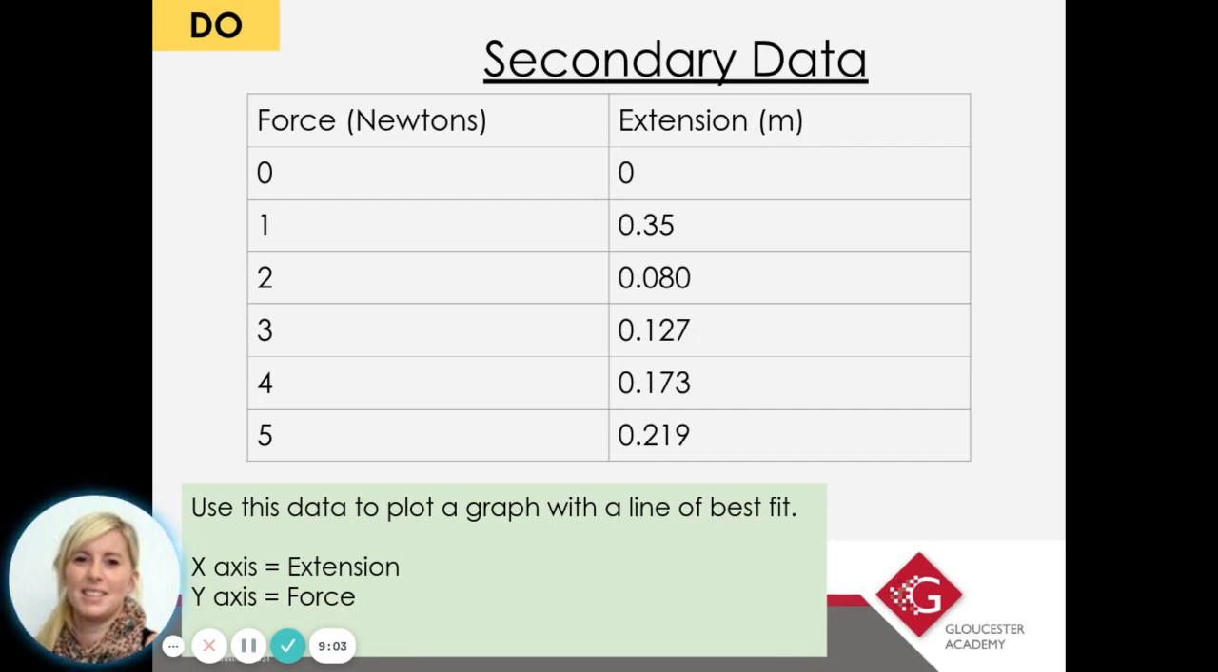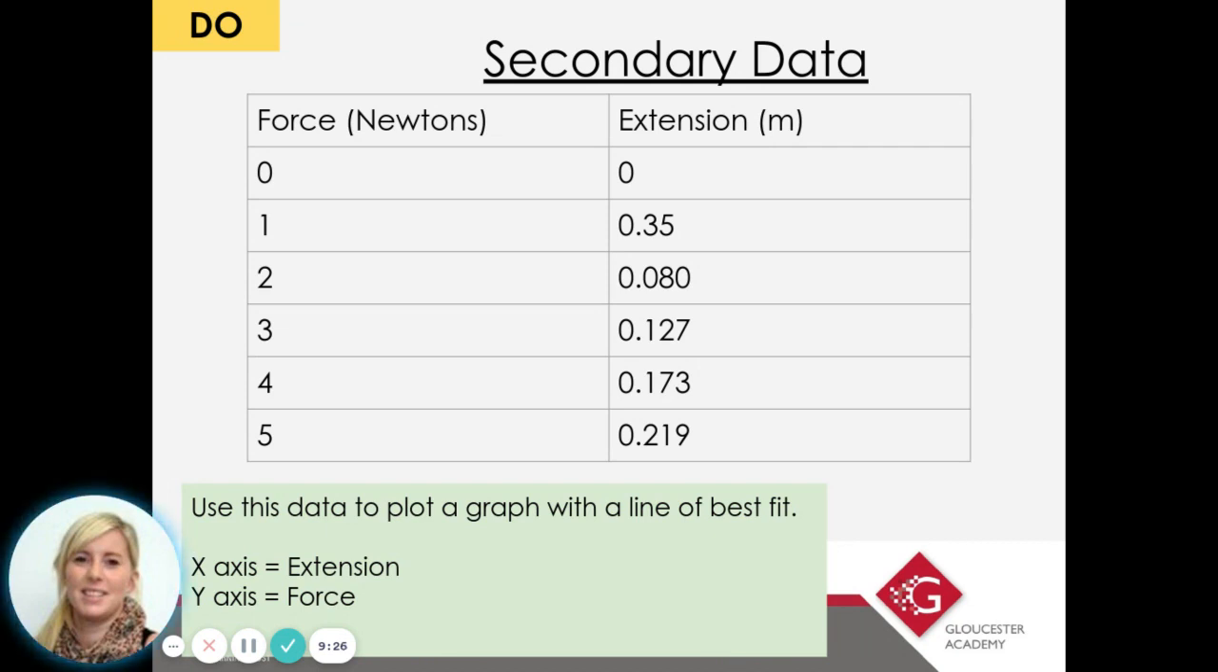So we've got the force, obviously starting at 0 newtons when he didn't have anything on the spring, going up in 1 Newton increments, and then the extension has been converted into meters. So we deal with our equations in meters. So he may have had to convert from centimeters to meters, I think. And then using this data, we plot a graph with a line of best fit.